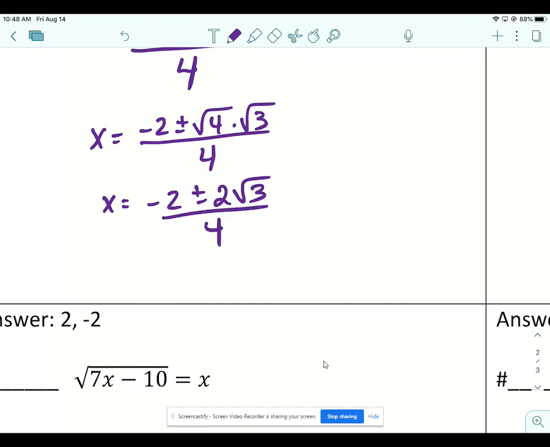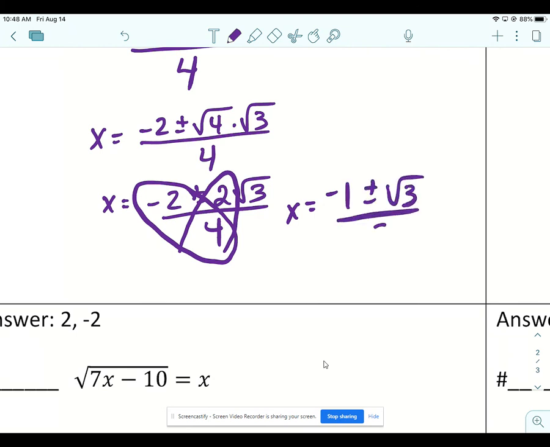Okay. So then I like to draw the heart, where anything that's not under the square root, so you should have 3 numbers in the heart. If they have a common factor, we would reduce them. So we would reduce them all by 2. So that's going to be negative 1 plus or minus the square root of 3 over 2.